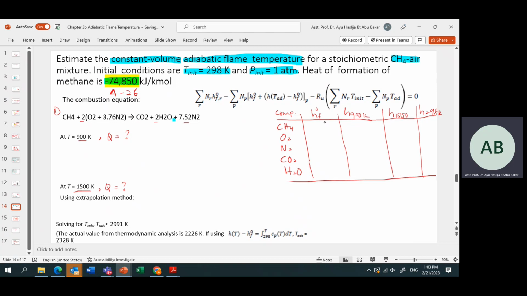Okay, once you get the info, plug into this equation. RU over here is 8.314, the gas constant. T initial is 298 over here. Okay, try to do it and let's see what you will get for Q at T900 and Q at T1500.